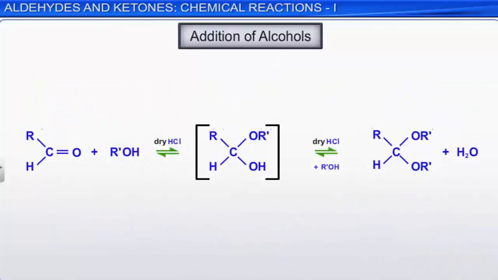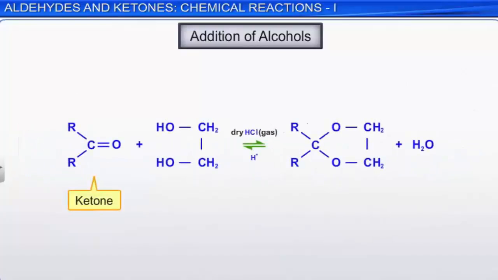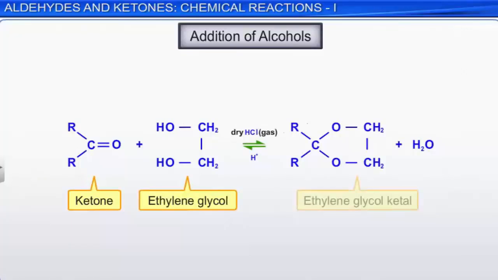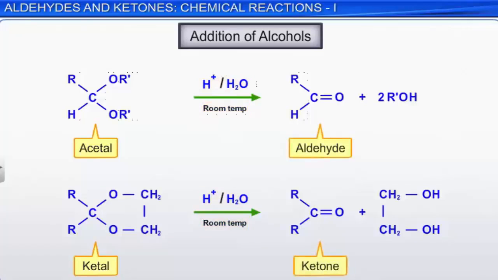All steps involved in the formation of acetals from an aldehyde are reversible. Ketones react with an excess of ethylene glycol under similar conditions to form cyclic products known as ethylene glycol ketals. Both acetals and ketals can be rapidly hydrolyzed with aqueous mineral acids even at room temperature into aldehydes and ketones respectively.